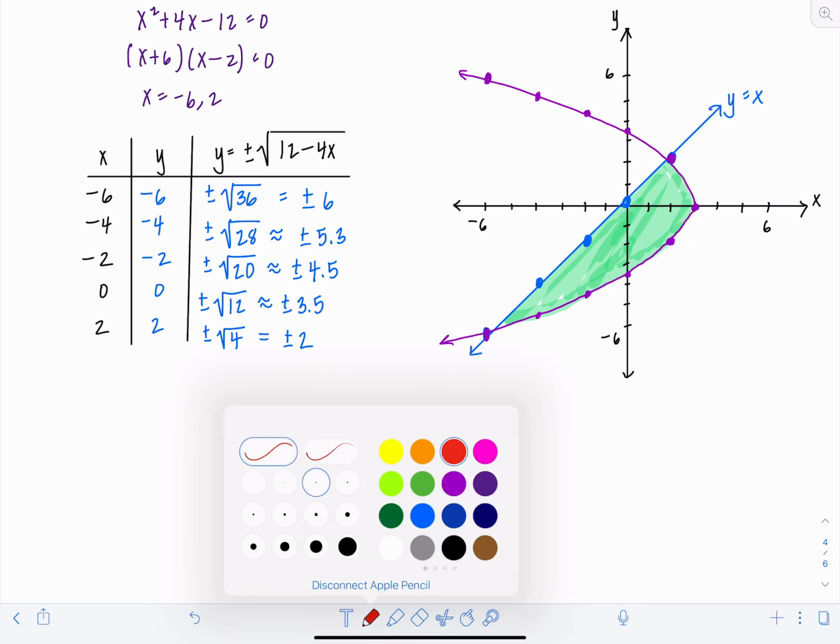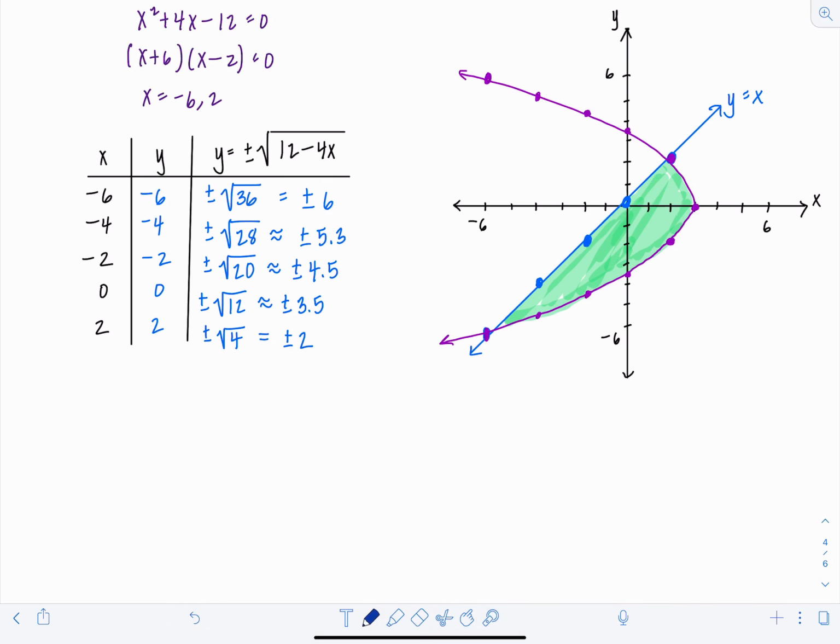If instead I build my rectangles in the y direction, with base delta y, because now you see we always have one graph that's on the right and one graph that's on the left. In this case, we have the parabola 4x plus y squared equals 12 always on the right, and then the line y equals x is always on the left. Now the thing to remember though, as I said, everything has to match when you set up your integral, meaning the limits of integration have to be in terms of y, then the functions have to be in terms of y, and then you have to have a dy instead of dx.